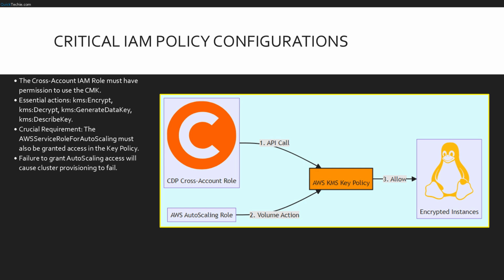This diagram illustrates the dual permission requirement. On the left, we have the CDP cross-account role making API calls. Below that is the AWS auto-scaling role performing volume actions. Both of these entities feed into the AWS KMS key policy in the center. Only when the policy permits both inputs does the flow continue to the right, resulting in successfully provisioned encrypted instances.